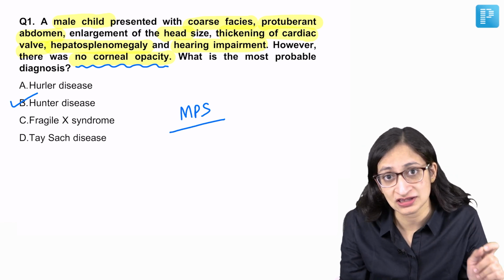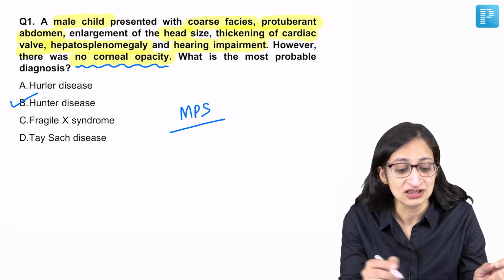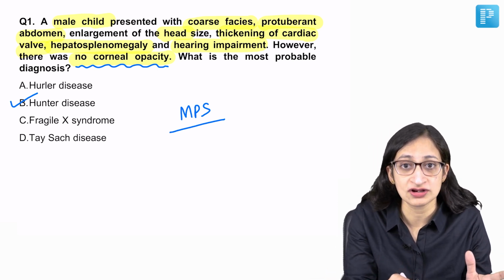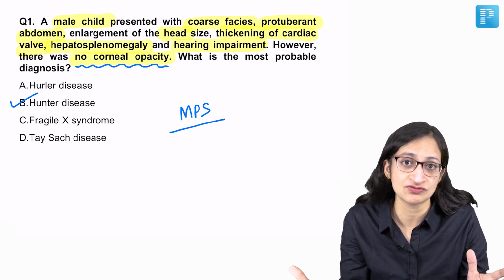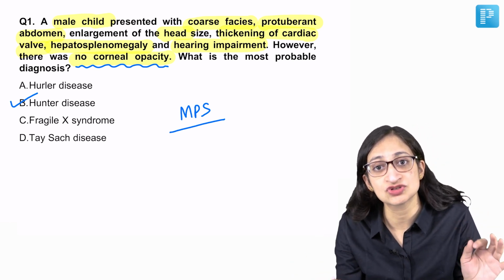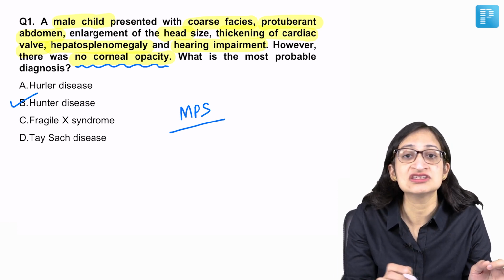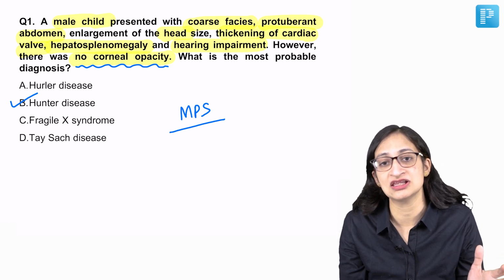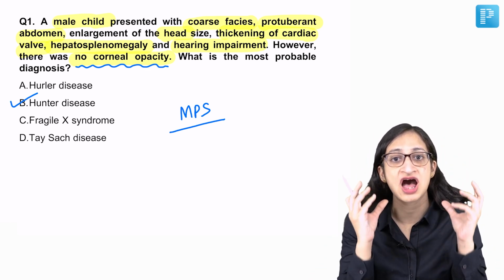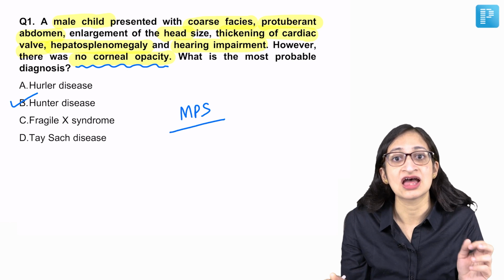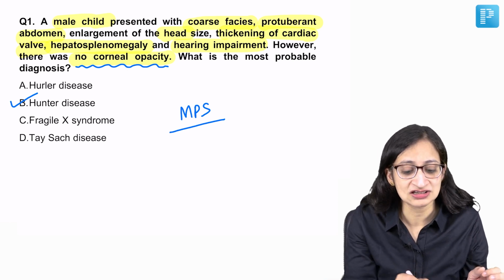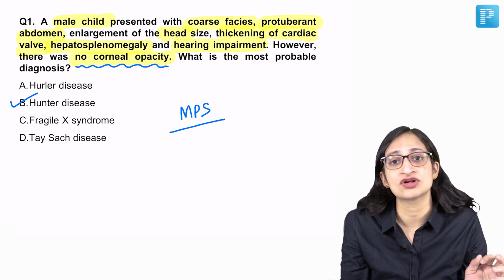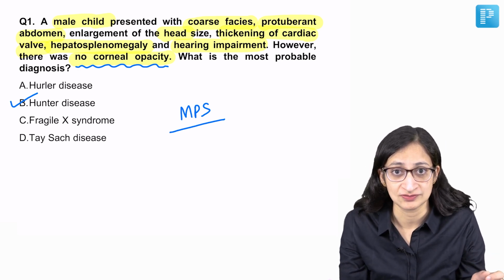So I'm sure all of you would have guessed the answer correctly. It is not Hurler disease because corneal opacity is not there, which is usually a very common feature of Hurler disease. Hunter disease seems to be the most plausible diagnosis here. Fragile X syndrome is a disorder with intellectual disability, seen in males, who have an elongated face, large ears, large testes, and so on. Tay-Sachs disease is another storage disorder, but in it, hepatosplenomegaly is usually not seen.